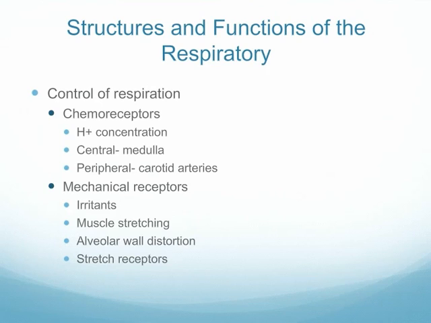So again, just to review some of the different controls we've talked about already, chemoreceptors are going to be based upon acid concentration in the central system and also upon an increase in our CO2, which will cause an increase in acid concentration. In the central system, it's going to be the medulla. Peripheral system, it's going to be the carotid arteries. We also have mechanical receptors that are going to be stimulated by irritants, by stretching, by alveolar wall distortion, or by stretch receptors.